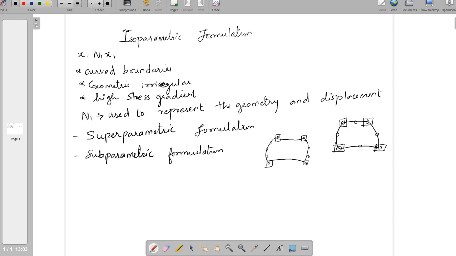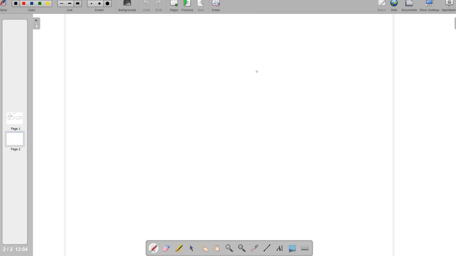So I think you have some understanding about the isoparametric, superparametric and subparametric. Isoparametric: a single shape function representing the displacement as well as the geometric variation. It is called isoparametric formulation. So after this, we are going to derive the shape function for the 8-noded rectangular element. In the previous video, we have derived it for the 4-noded rectangular element. Here I am going to consider the 8-noded rectangular element.